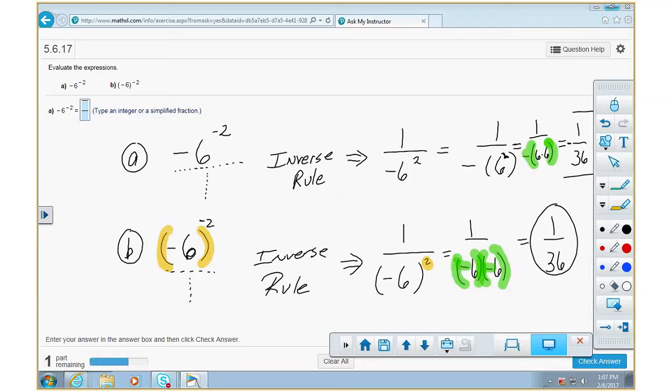So there's your answer. Make a note of this. Parentheses, no parentheses. If it doesn't have parentheses, then that's 6 to the second power with a negative out front. And of course, that's a negative too, so you got to throw it upside down. Okay? Let's check our answers to make sure we know what we're doing.